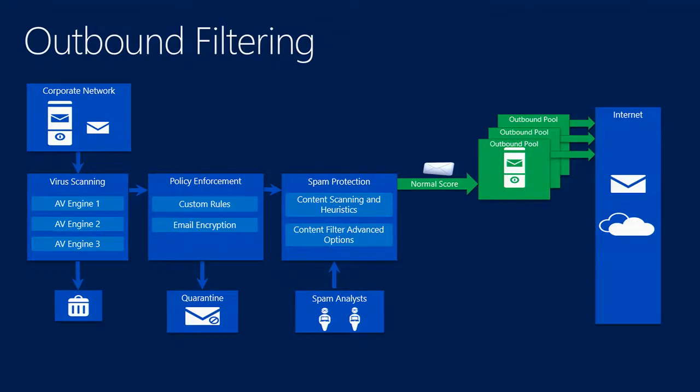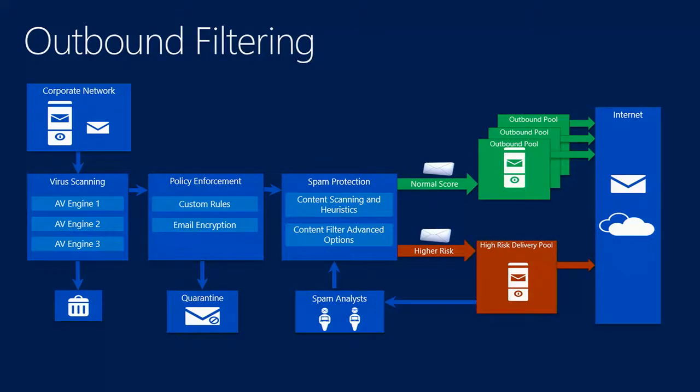But let's say someone's sending a message out that looks like spam. Well, instead we're going to send this out through what we call our high-risk delivery pool. And the high-risk delivery pool contains IPs that look spammy on the internet. They're probably on some block lists.